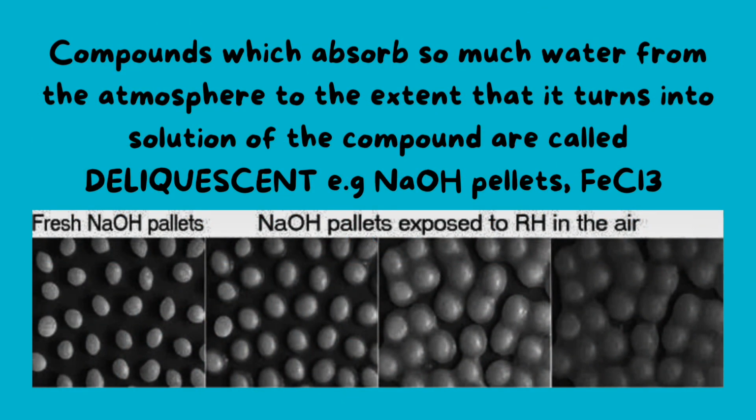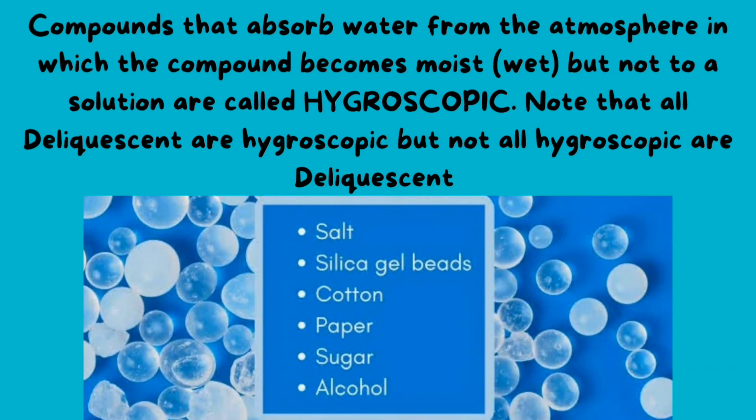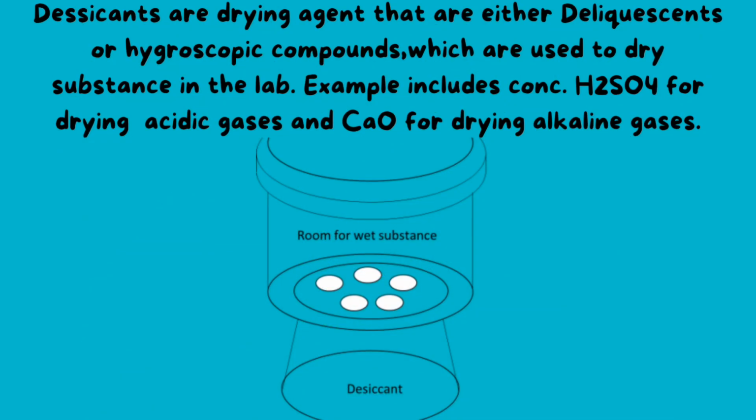We also have compounds which absorb so much water from the atmosphere that they turn into a solution of the compound, and they are called deliquescents. Examples are sodium hydroxide pellets and also iron trichloride. Compounds that absorb water from the atmosphere and become moist, but not to the extent that they form a solution, are called hygroscopic compounds. Now you have to note that not all deliquescents are hygroscopic, but all hygroscopic are deliquescents. Examples of hygroscopic compounds include salt, silica gel beads, and others.